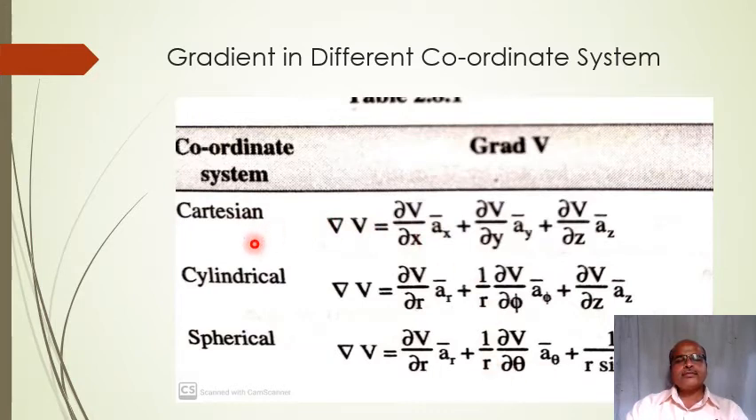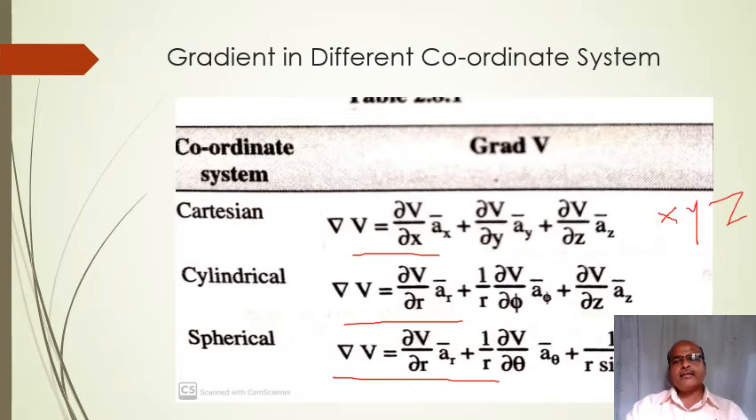Okay, so if the problem is asked in Cartesian, you have to use this formula, in cylindrical you have to use this one, and in spherical you have to use this formula. If the coordinates of point P are given as x, y, z, then use the Cartesian formula. Similarly for the cylindrical coordinate system, the coordinates are r, phi, z, and in the spherical coordinate system, the coordinates of point P are r, theta, and phi.